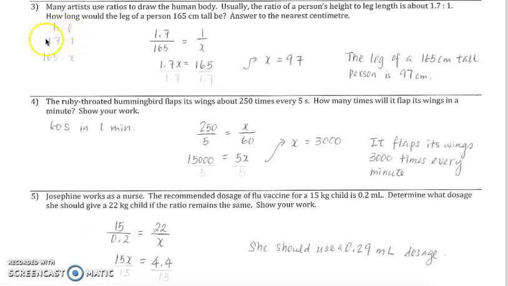So from this organizer, we can say 1.7 over 165 is equal to 1 over x. Cross multiply, I get 1.7x equals 1 times 165. And then divide by 1.7, I get 97. So the leg of a 165 centimeter tall person is 97 centimeters.